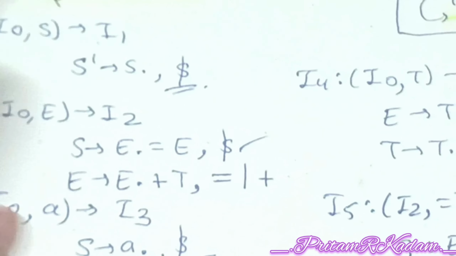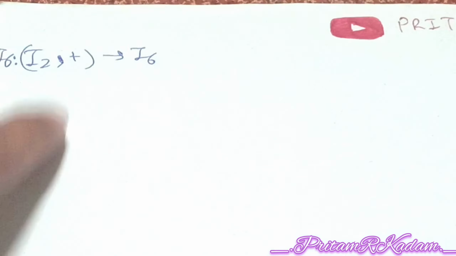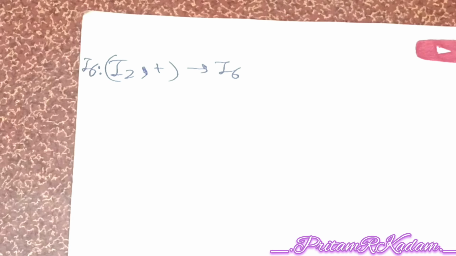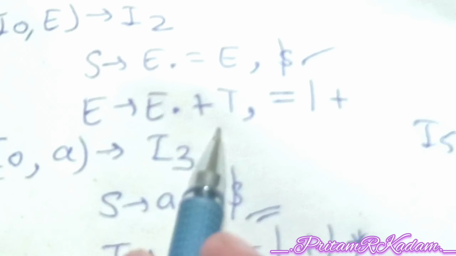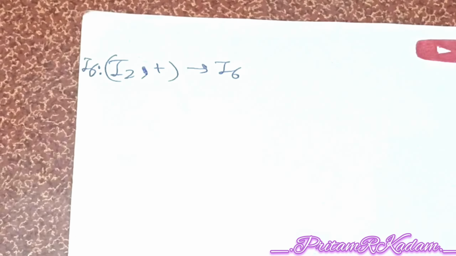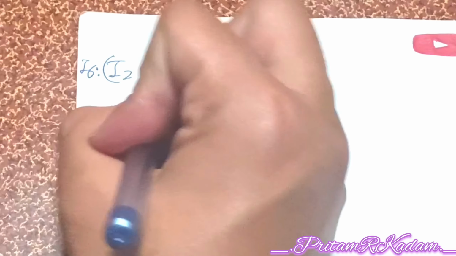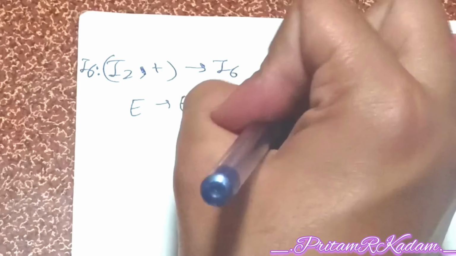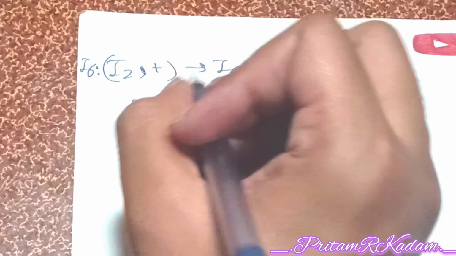So this is completed. Now I2 on plus. So let us write it over here. So I2 on plus goes to I6. So let us just make I6 over here too. Now we will have the productions. E gives E plus dot T with look ahead equals to and plus, and we will also write the productions of T as we will be having dot before T.